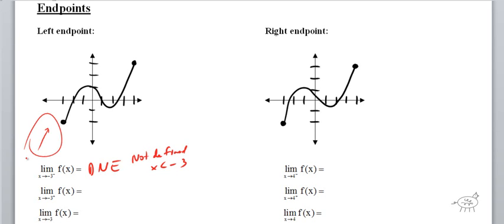What about the limit as x approaches -3 from the positive side? Well, that you can tell me because I'm approaching it from the positive side. What's the value of y? Well, isn't the y value -2?